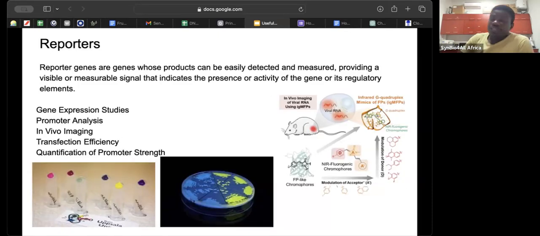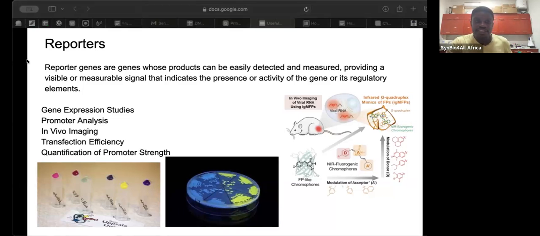Right. So the next thing that we're going to talk about is what we call the reporters, right? The reporter gene. There are several reporter genes, but here I'm going to just describe them. Reporter genes are those that can easily be detected and measured, providing a visible and measurable signal that indicates the presence of a particular gene that you are trying to produce.